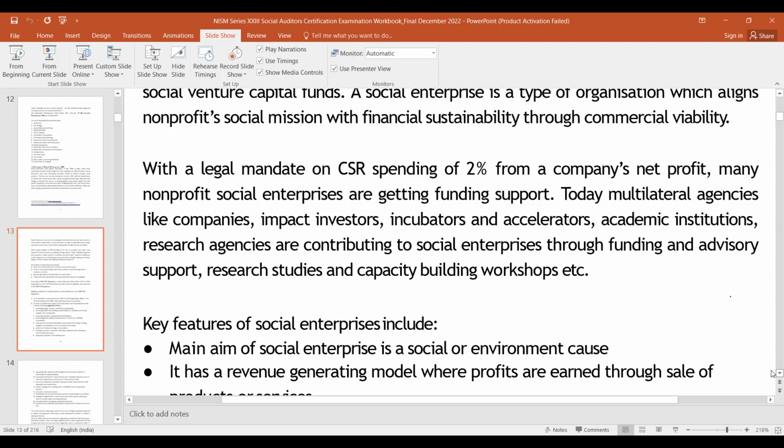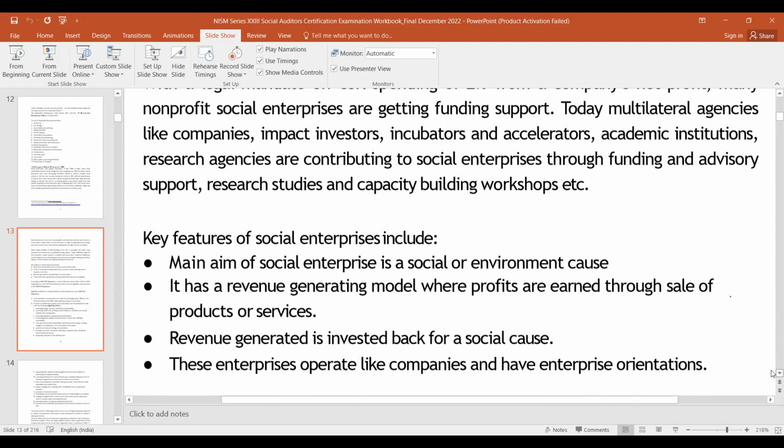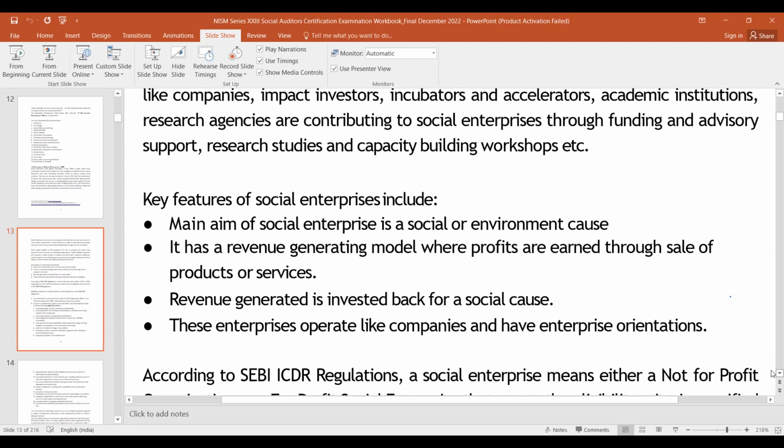Now, key features of social enterprises include: the main aim of a social enterprise is a social or environmental cause. So these are the key features. The main aim is a social or environmental cause. Then it has a revenue generating model where profits are earned through sale of products or services. Then revenue generated is invested back for a social cause.